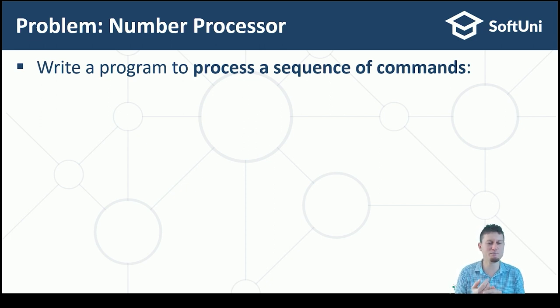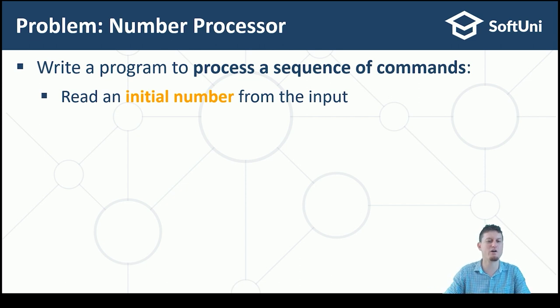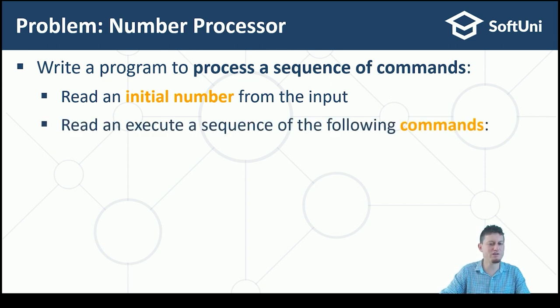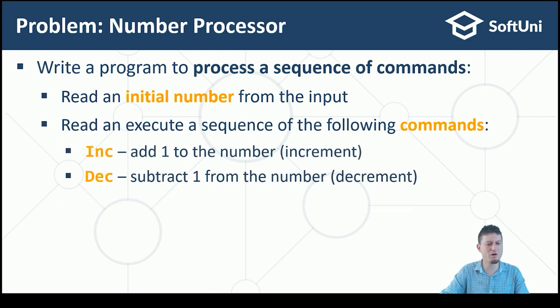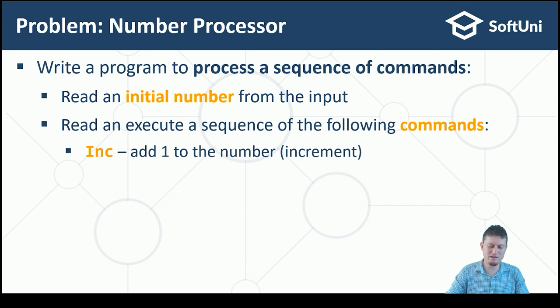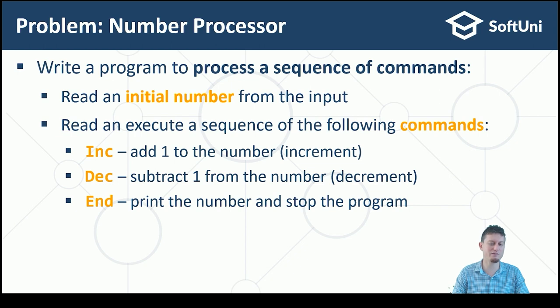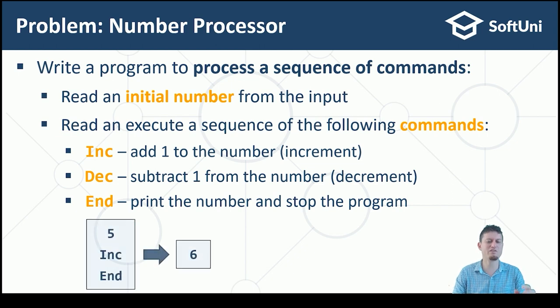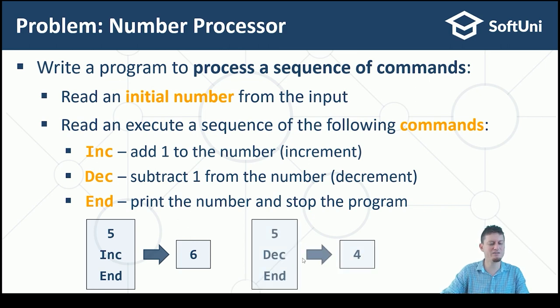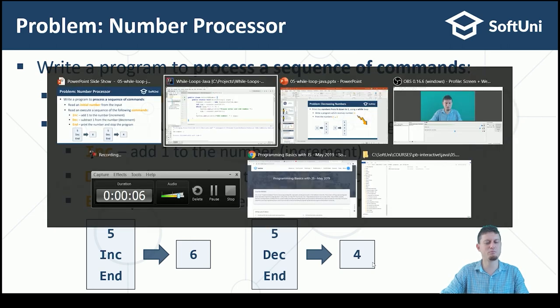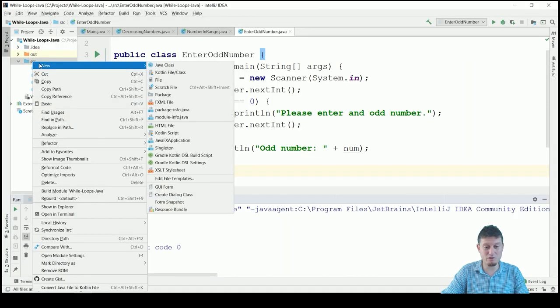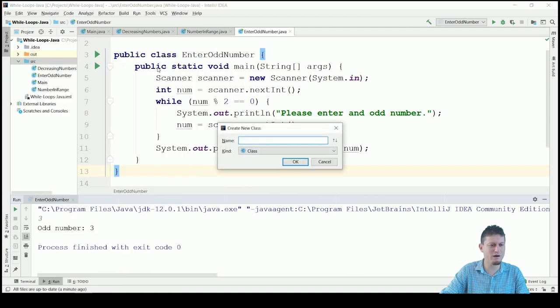It's about writing a program to process a sequence of commands. We read an initial number from the input and we read a sequence of commands. Commands like inc, dec or end. Inc adds 1 to the number, increments the number. Dec decrements the number. And end prints the number and stops the program. So if we have 5 inc, this will be 6 end. The output will be 6. If we have 5 dec end, the output will be 4. Number processor. Let's solve this problem using while loops.